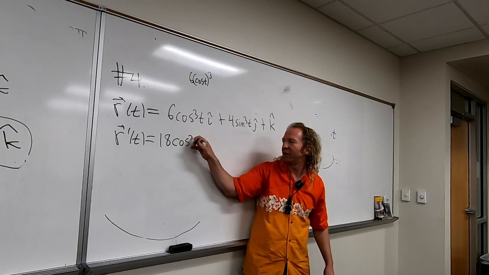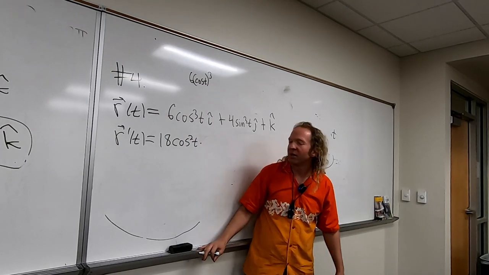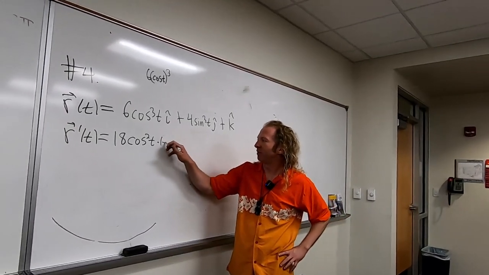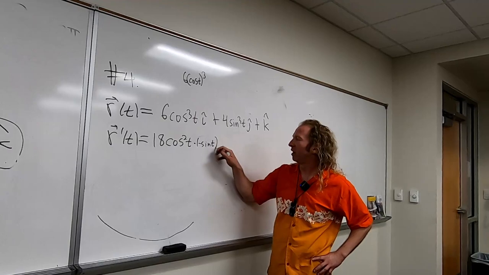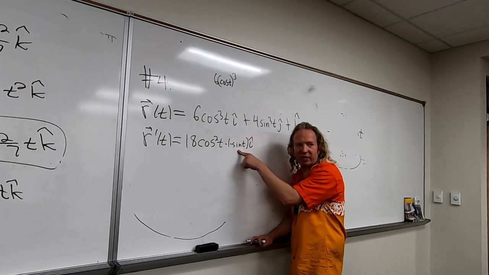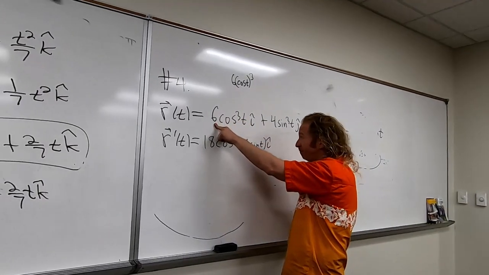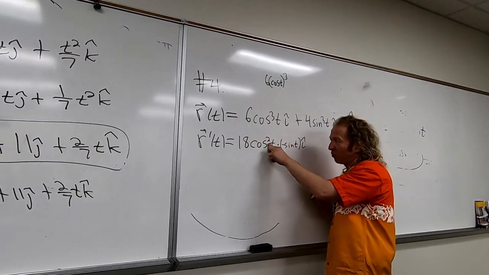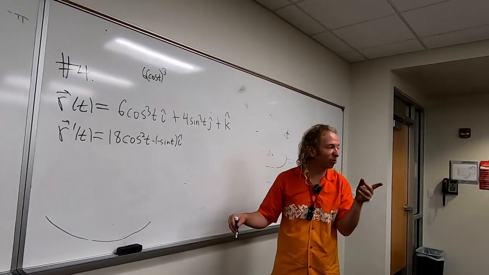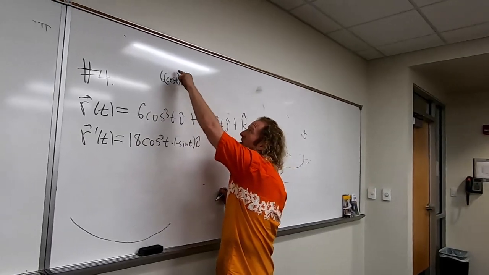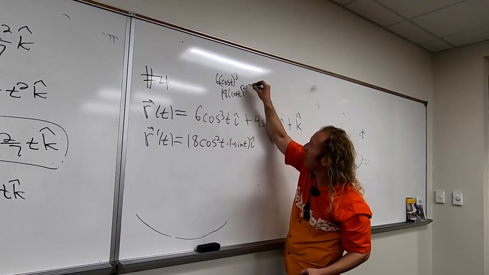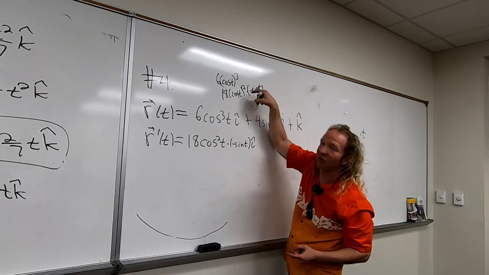Cosine squared t times, what's the derivative of the inside going to be? Negative sine t, i hat, right? Because you multiply by the derivative of cosine, which is negative sine. You put the 3 in the front, you get 18, subtract 1 from the exponent, times the derivative of the inside, that's negative sine. Everyone okay with that? It's the chain rule, right? It's really 18 cosine t squared times negative sine t. That's another way to look at it.